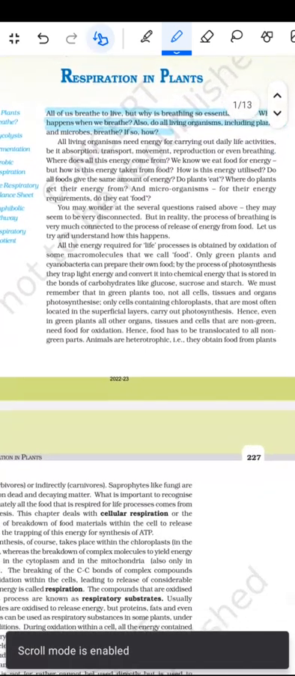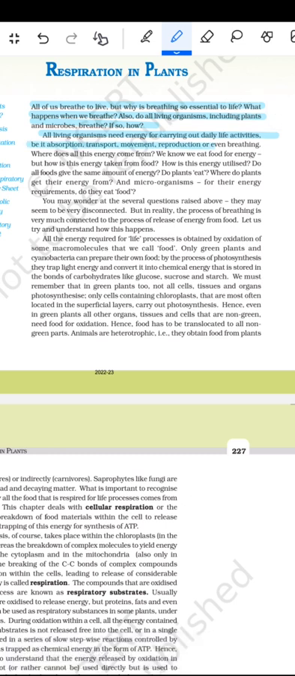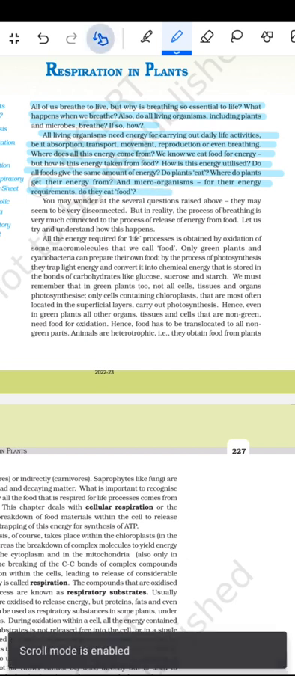If so, how? All living organisms need energy for carrying out their daily life activities, be it absorption, transport, movement, reproduction, or even breathing. Where does all this energy come from? We know we eat food for the energy, but how is this energy taken from the food? How is this energy utilized? Do all food give the same amount of energy? Do plants eat? Where do plants get their energy from? And microorganisms for their energy requirement, do they eat food?